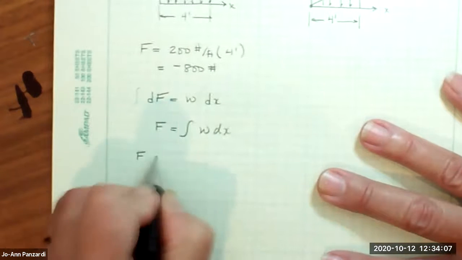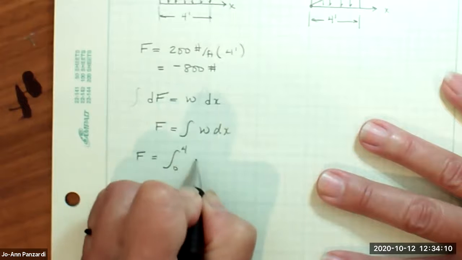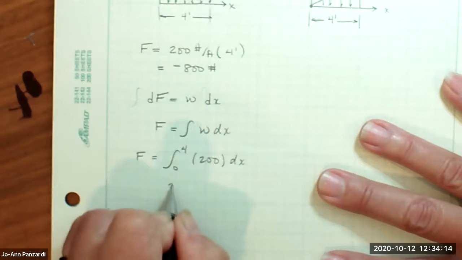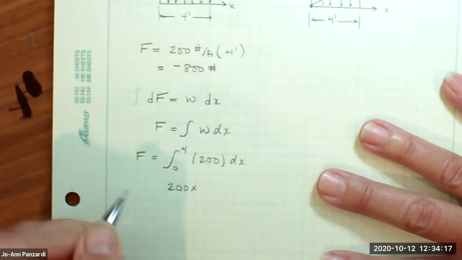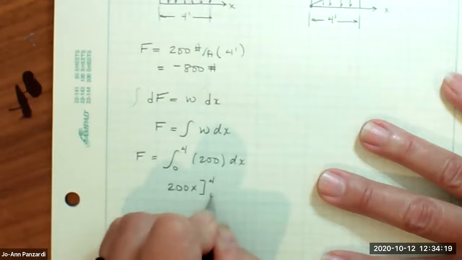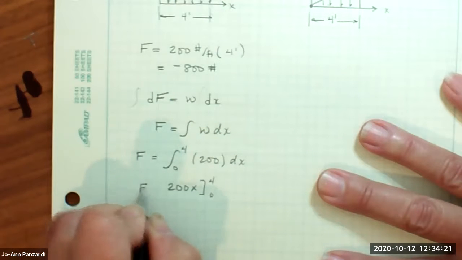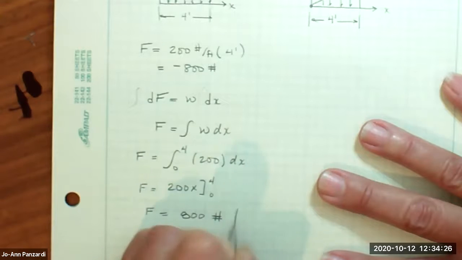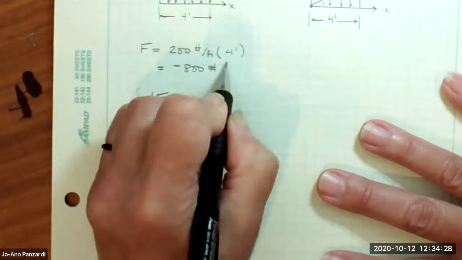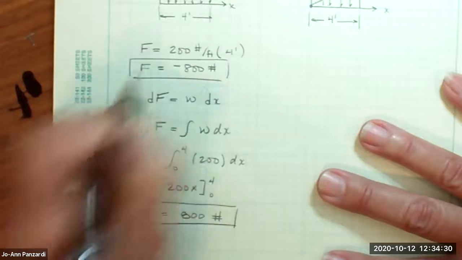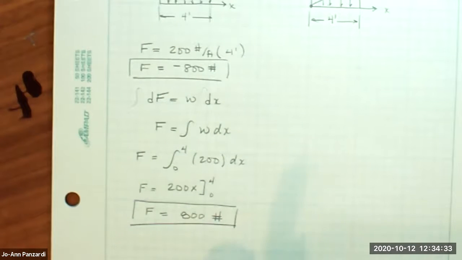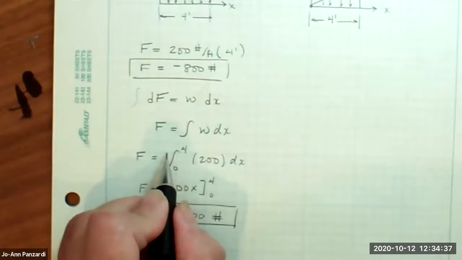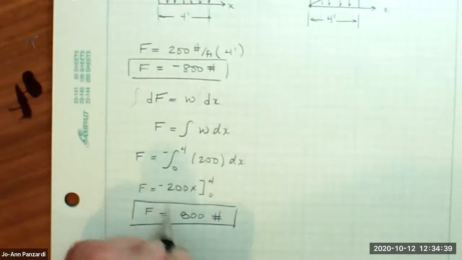The force is the integral from 0 to 4 of W, which is 200 dx, and it turns out to be 200x going from 0 to 4, and it turns out that F is equal to 800 pounds, which matches what we got up here. And of course, we'd have to put in the negative, right? Because we're looking at the force going down, so I'm going to have to put a negative in here and get a negative.